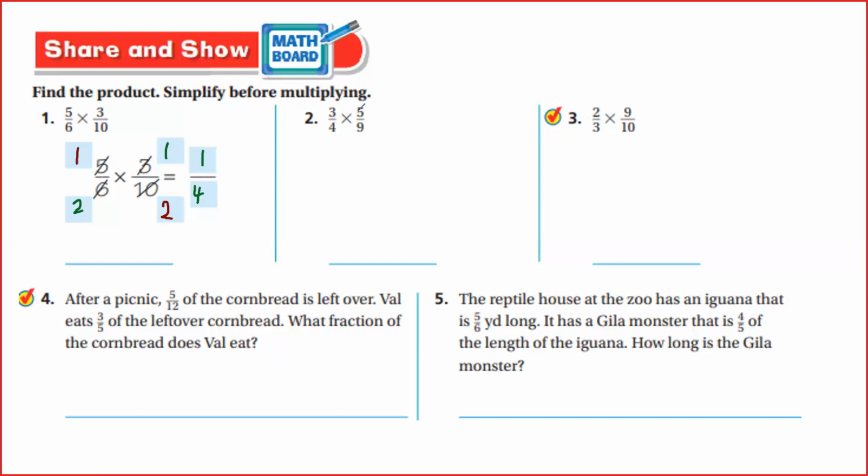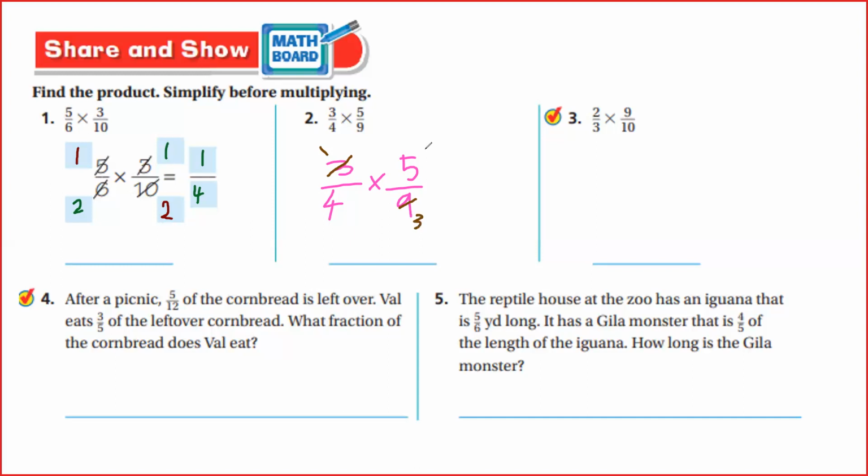Yes, teacher. Yes, Malak. Here, 3 over 4 times 5 over 9. Okay, so we're going to simplify them. 3 divided by 3 equals 1. And 9 divided by 3 equals 3. Bravo.